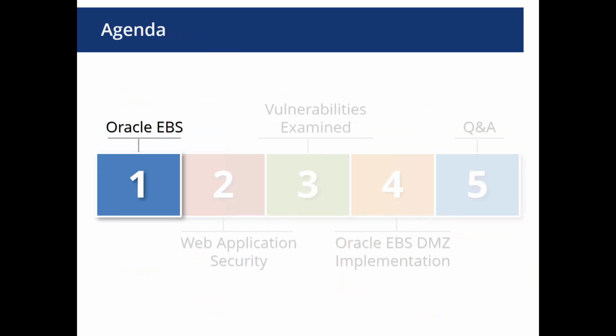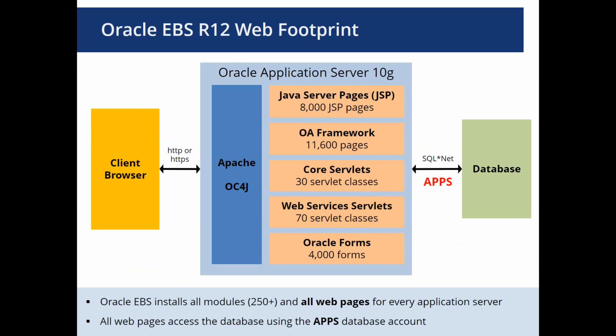Let's start talking about Oracle Business Suite web application security bugs. Before we get started, let's talk about the Oracle Business Suite as a web application. You may think of it as an ERP application, but the core components of it are a very large web application. So if we look at the Oracle Business Suite Release 12 architecture, it's running on an Oracle Application Server 10g, and there's a number of different web application frameworks implemented to implement the application.